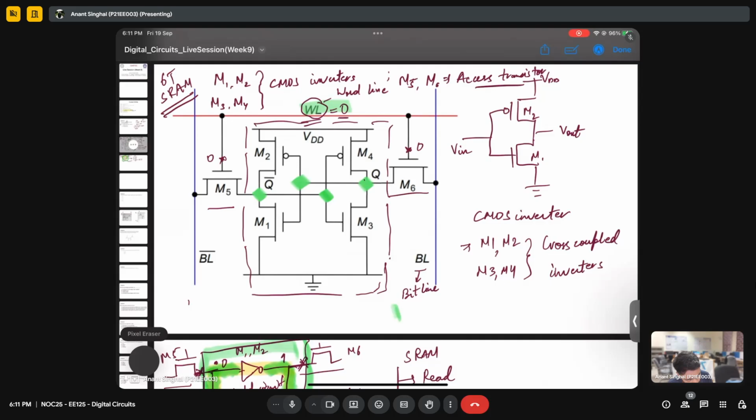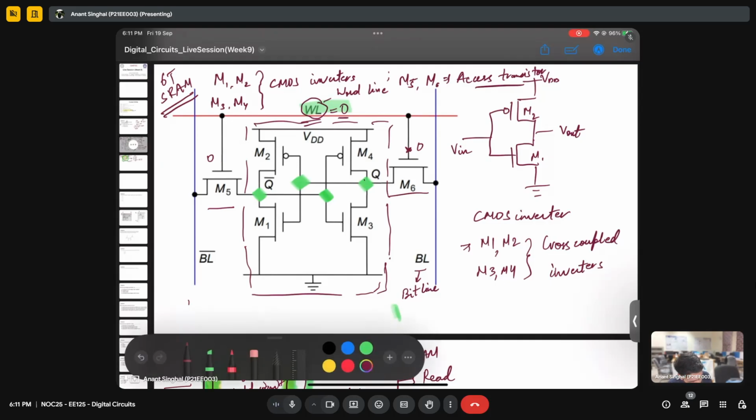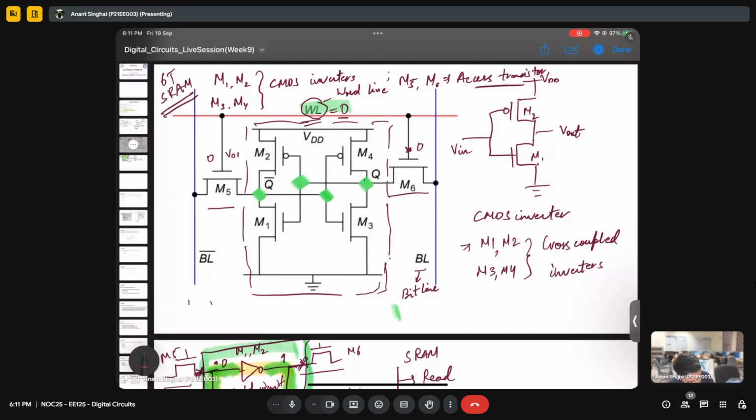Because once you give, let's say, a VDD, these both transistors will turn on, right? When you give a higher voltage to a gate, this M5 and M6 will get turned on. I'm saying VDD, sorry, the word line is 0 currently. There is no VDD given. I asked, sir, not that, sir. I asked M2 M4 above VDD is there, no, sir.